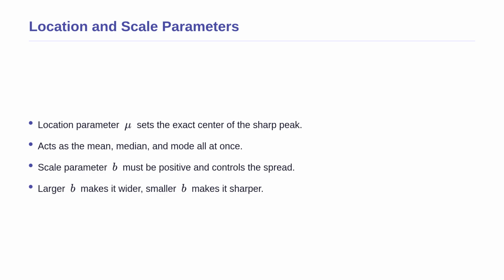Now that we understand the physical intuition, let us look at the building blocks of this distribution. The Laplace distribution is completely determined by just two numbers. The first is the location parameter, denoted by the Greek letter mu. This tells us exactly where the sharp peak is centered, acting as the mean, median, and mode all at once. The second is the scale parameter, denoted by b, which must be a positive number. This controls how spread out the distribution is. A larger b makes the curve flatter, while a smaller b makes the peak even sharper.